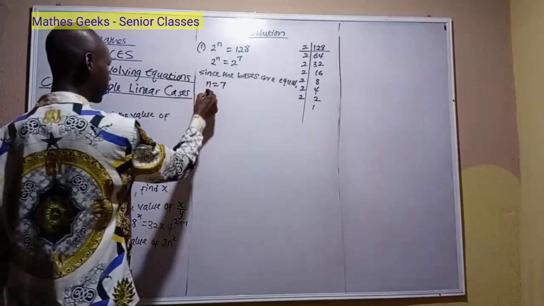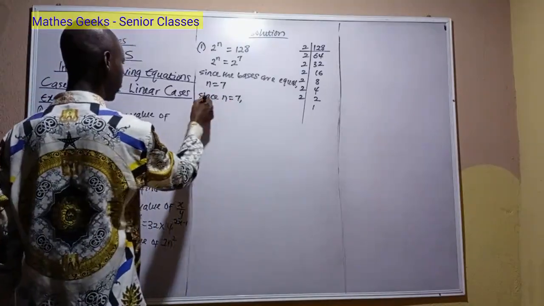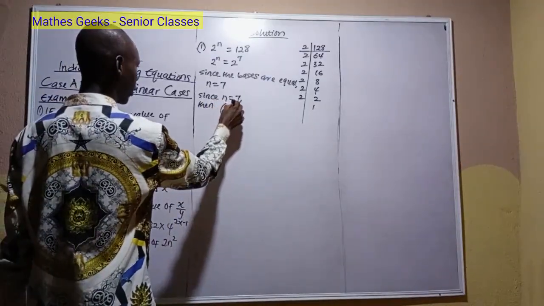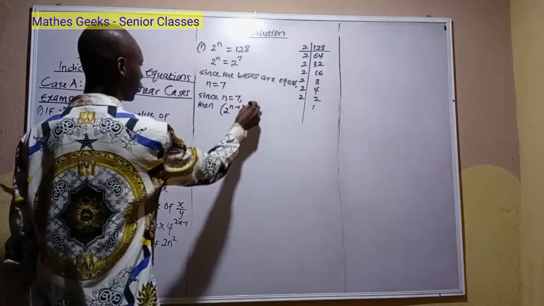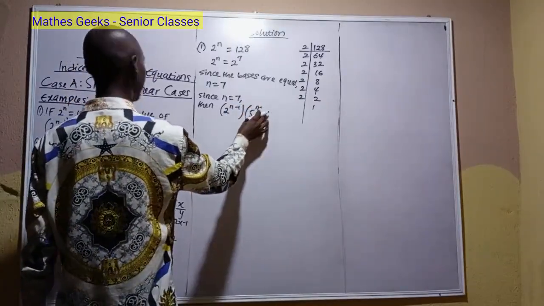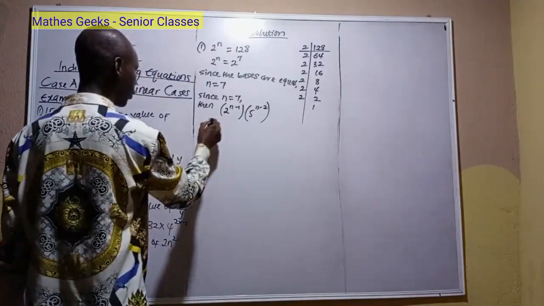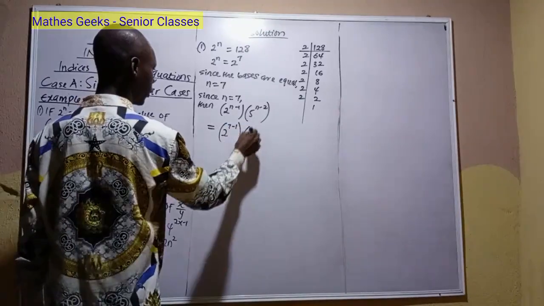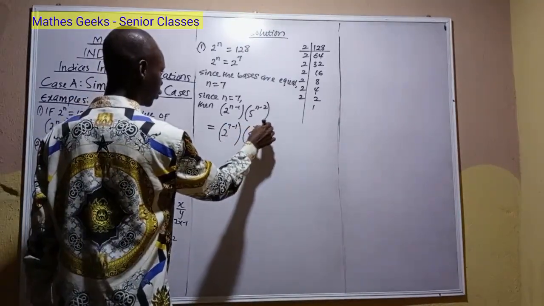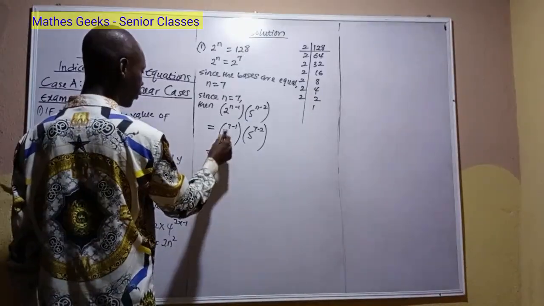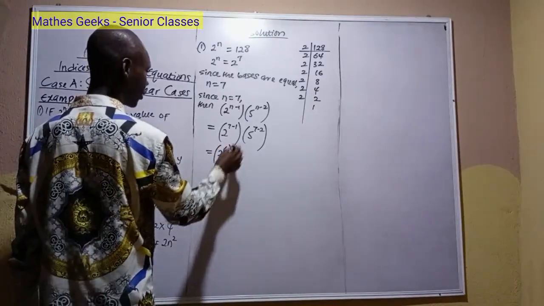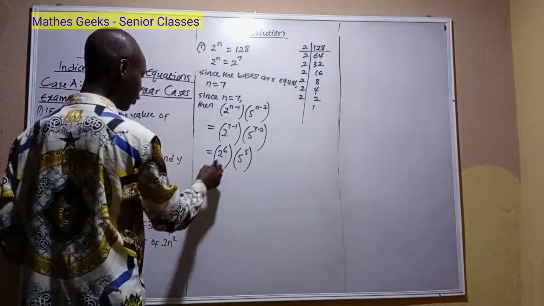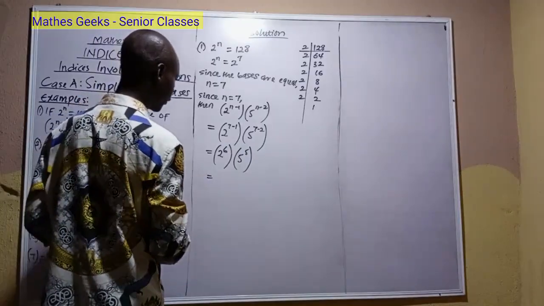Therefore, since n is equal to 7, then 2 raised to n minus 1 and 5 raised to n minus 2 is equal to 2 raised to 7 minus 1, and 5 raised to 7 minus 2. And this will give us 2 raised to the power 6, and 5 raised to the power 5.